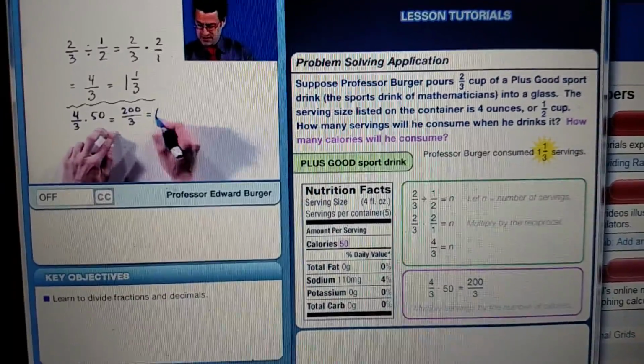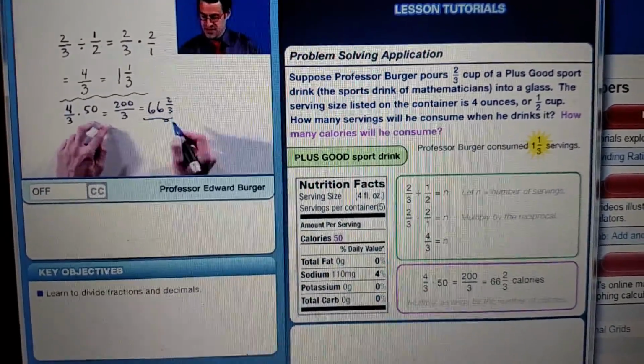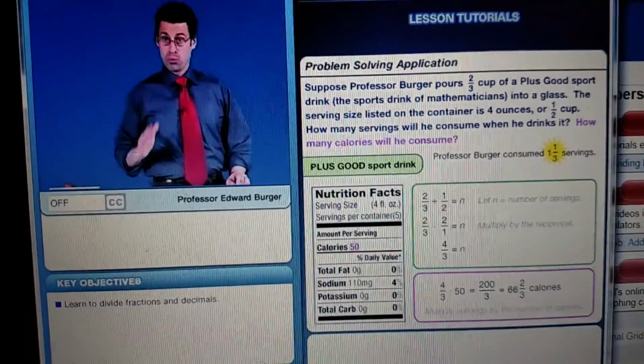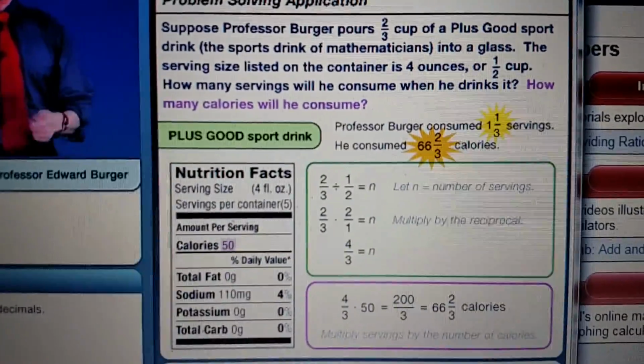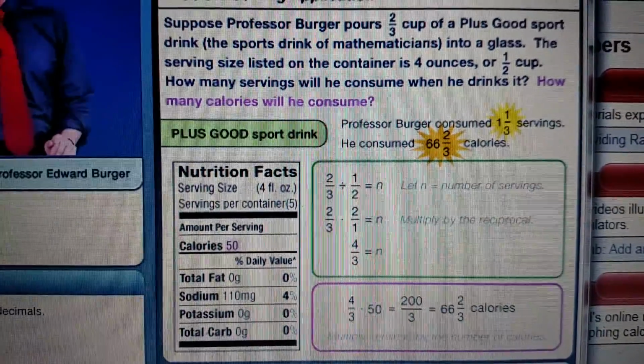If you work it out, it's exactly 66 2/3 calories. So that's how many calories I consumed, or actually I will consume, once I finish talking to you. Anyway, you can see there's a great little application where sometimes, in the real world, we will want to divide by fractions.